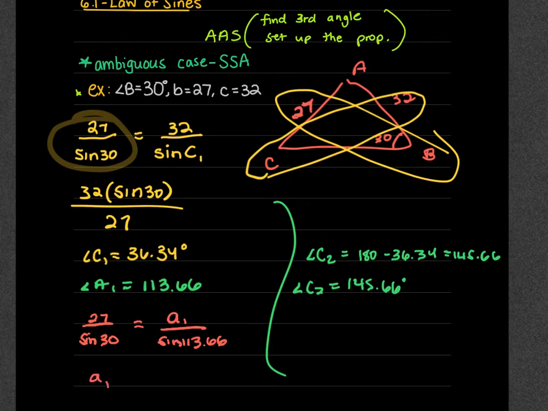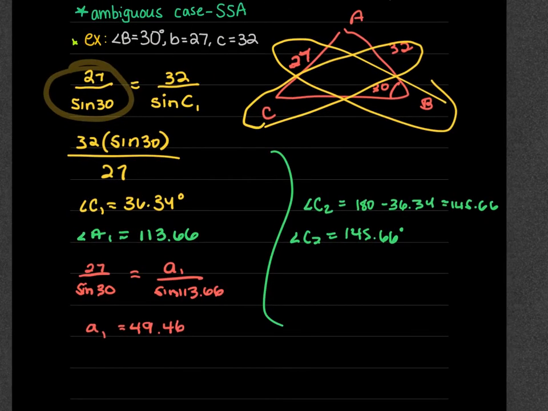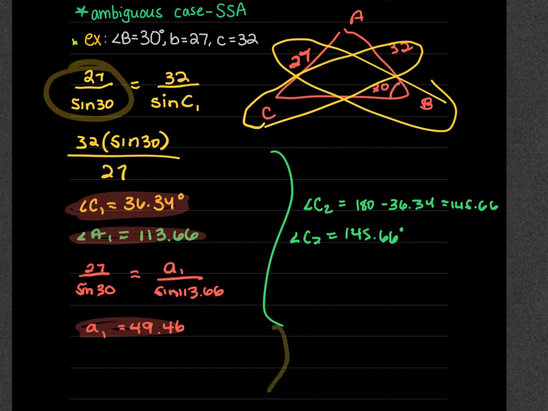And I get A1 equals 49.46. So from my first triangle, I've got side A1, angle A1, and angle C1. Now I'm going to continue with my second triangle. So I have to find angle A2 by doing 180 minus the original angle that they give you, because that's still part of both triangles, minus the 145.66. So 180 minus 30 minus 145.66. And angle A2 is 4.34.